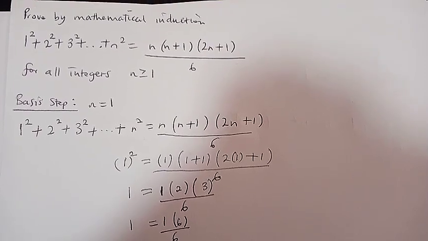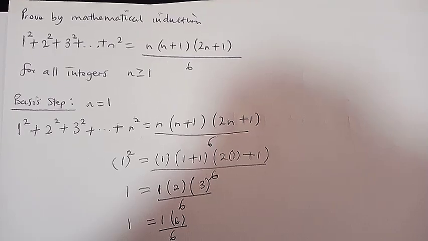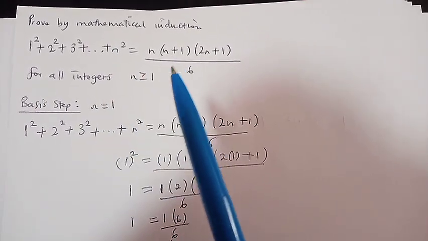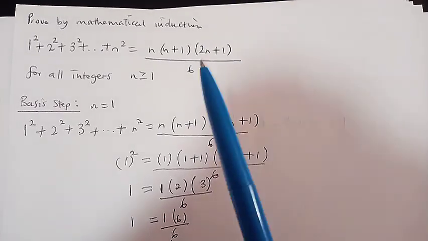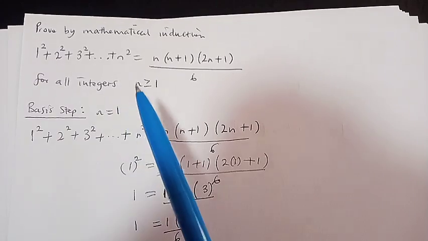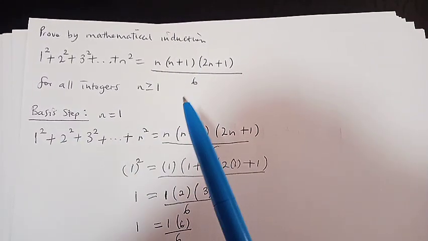Over here we have a question that is asking us to prove by mathematical induction 1 squared plus 2 squared plus 3 squared all the way to n squared, which is equal to n multiplied by n plus 1 multiplied by 2n plus 1, which is divided by 6. This is for all integers where n is equal to 1 or greater than 1. So the range is starting from 1.